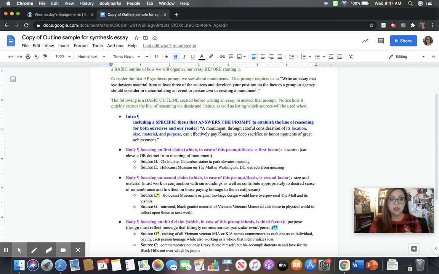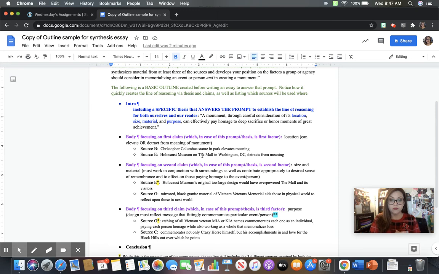So number 1, I am going to sketch out whatever my first factor and claim would be. Obviously I want to talk about location, and location can elevate or detract from the meaning of a monument or a memorial. And how do I know that? Source B, Christopher Columbus's statue in the park elevates meaning, especially because of where it's located. And then the Holocaust Museum on the Mall in Washington, D.C. distracts or detracts from meaning.